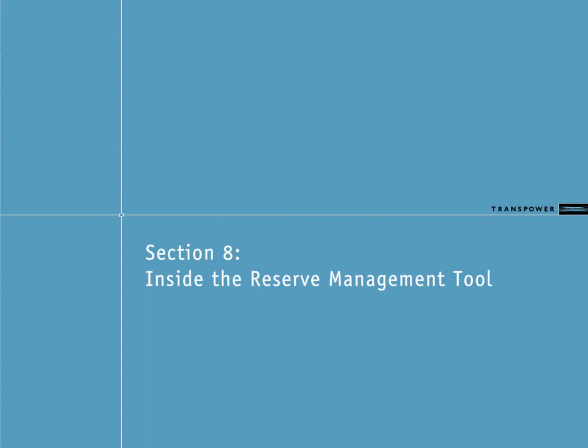In this section, we'll look inside RMT itself to see how it works, especially how NFRs are calculated for different risks. This brings together many of the concepts from the previous sections.